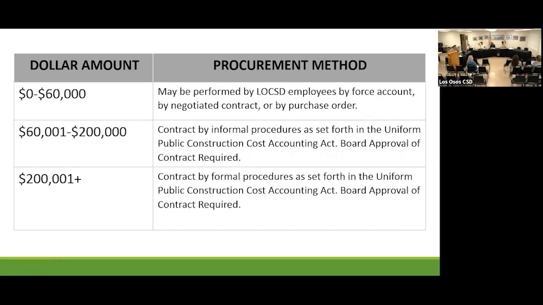So here are the thresholds. Force account means that we can use our own workforce. We can negotiate by contract or by purchase order, so staff can go out, get quotes, bids, or proposals for whatever type of work we're doing, and we can just negotiate a contract. For the bigger projects, starting over 60,000 to 200,000, you can still use informal procedures, but it would take board action for approval of the contract, and a contract is required. And then when you get into the bigger projects, it's like what we do right now for most of our projects. It's just a formal bid process. Any questions about those levels?